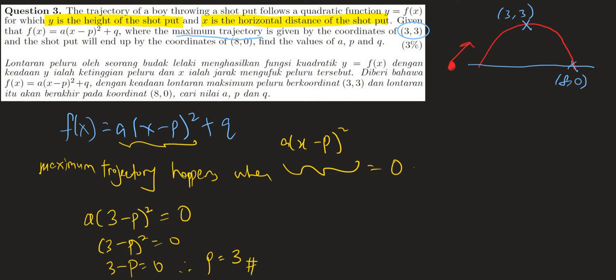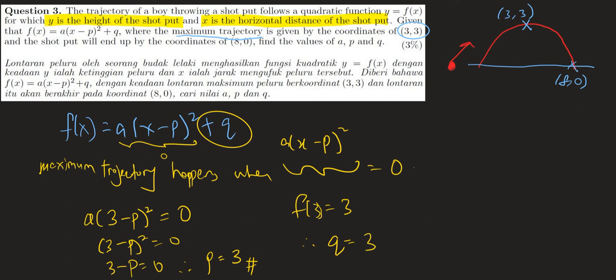And the second piece of answer that I can get is that I know f(3) is equal to 3, and I know this part must be 0. So immediately I know q is equal to 3. This is what we know by the maximum point and minimum point. You know that this part is 0 and then this part is the maximum value. This is how we get it actually.